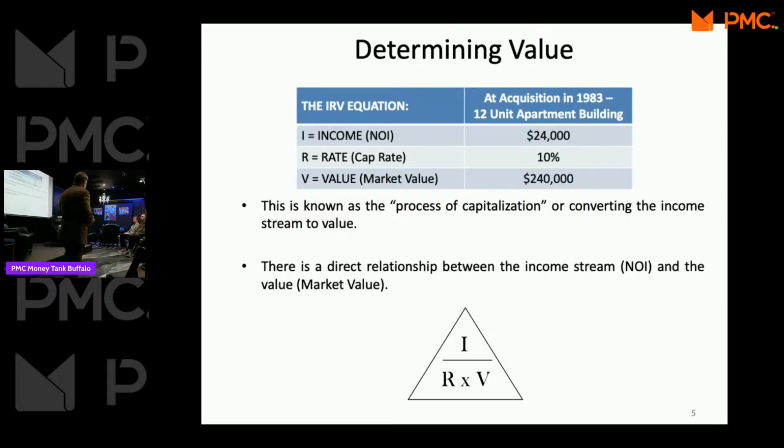So we want to be realistic with the seller. One of the things we never ask a seller when they ask us to market a multi-family deal is, what do you want for your property? Because they'll tell you they want $10 million when it's worth $1 million. So what we do is we'll tell them, hey, we'll do our analysis, and we'll give you a range of value.